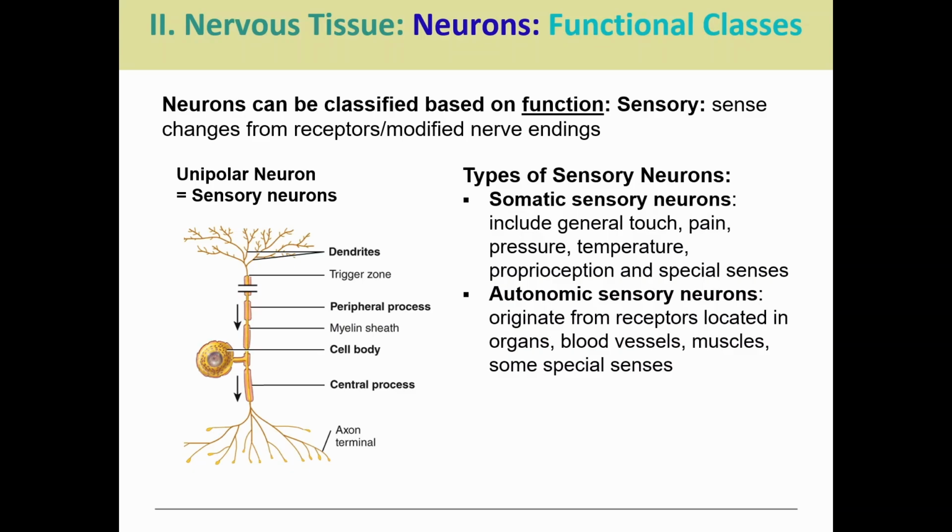When it comes to sensory, same thing, we have somatic and autonomic sensory neurons. Somatic are going to be things that you think of like your general senses, so like touch, pain, pressure, temperature, proprioception, which is like your orientation or your balance, and then special senses like seeing and hearing. And autonomic is going to be things like the sensors coming from your organs, from your blood vessels, from your muscles, and certain special senses on top of that.